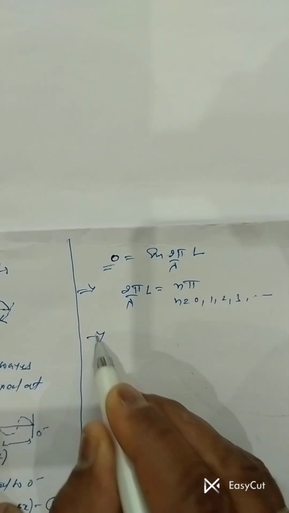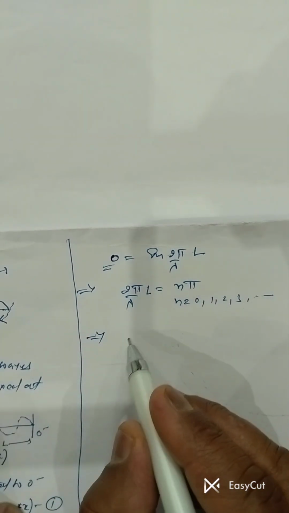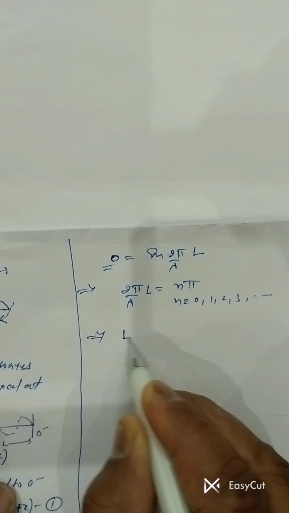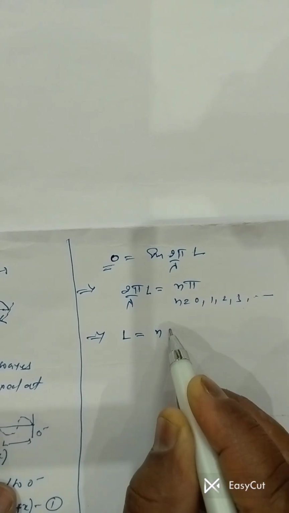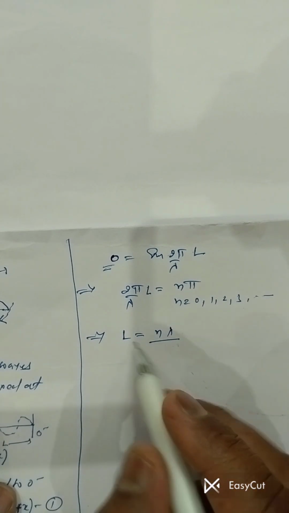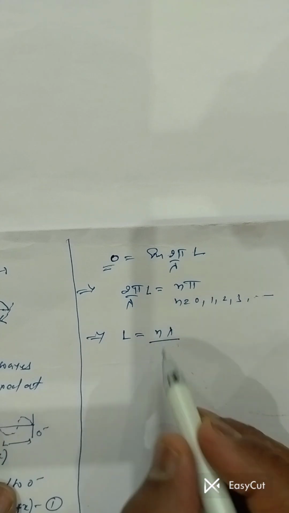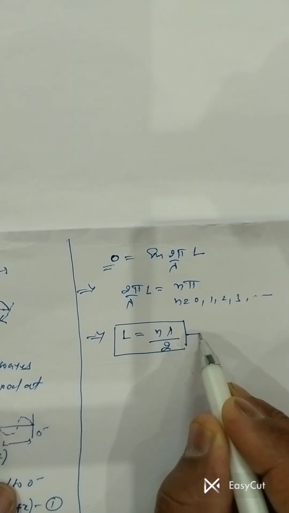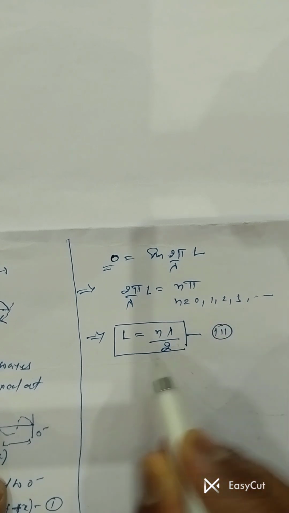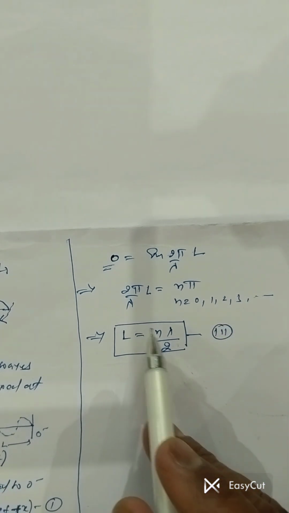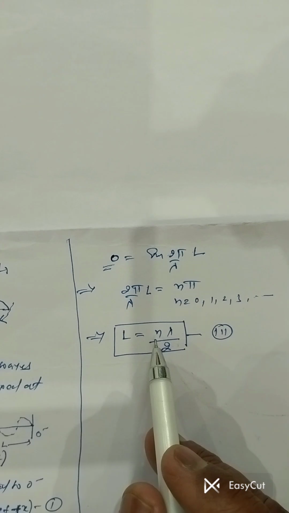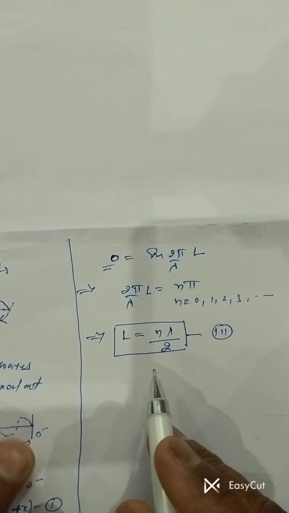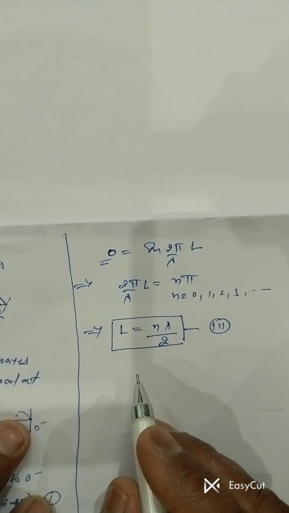So we will find here the pi gets cancelled with the pi, and we are left with L is equal to n lambda, L will be equal to n lambda upon 2. So this is your condition. ये आपकी condition बन गई है. So at L will be equal to n, pi से pi cancel हो जाएगा, L will be equal to n lambda upon 2. So we will find its various nodes.